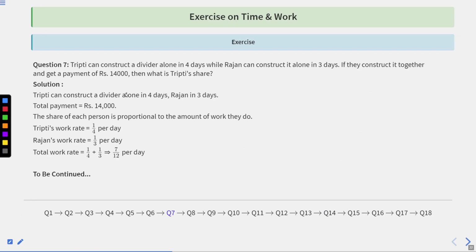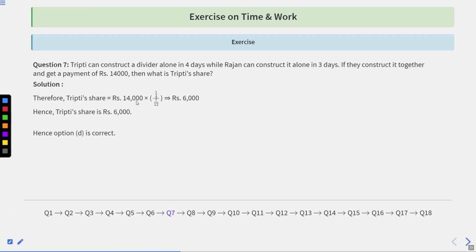So Tripti can construct a divider alone in 4 days and Rajan can do it in 3 days. So this information is already given to us in the question. The total payment they received is 14,000. The share of each person is proportional to the amount of work they do. Tripti's work rate is 1 upon 4 per day and Rajan's work rate is 1 upon 3 per day. So the total work rate is 1 upon 4 plus 1 upon 3, that is 7 upon 12 per day.